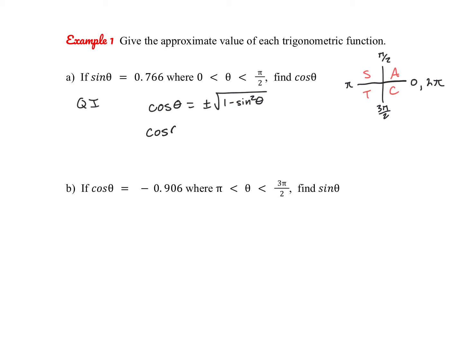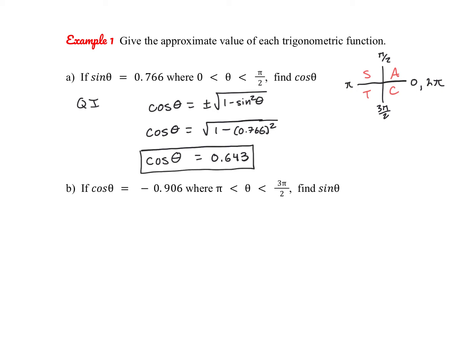And we're going to substitute what we know. So it's just going to be the positive square root of 1 minus, well, we're just going to substitute this, and we square it. And then here, we're just going to plug this into our calculator to get our decimal approximation. And we should get approximately 0.643 if I round to the nearest thousandths. There you have it. So we used our Pythagorean identity to help us find the cosine of theta given sine of theta. Now let's look at part B.